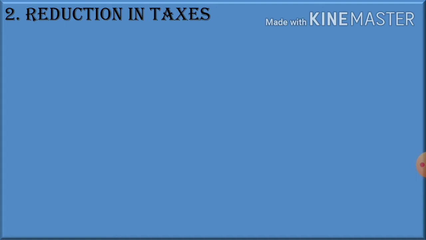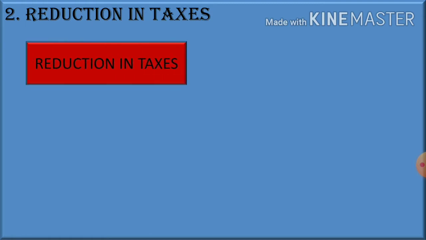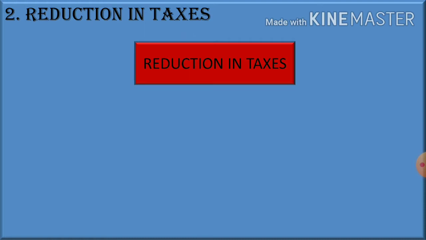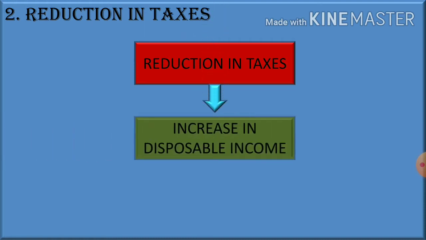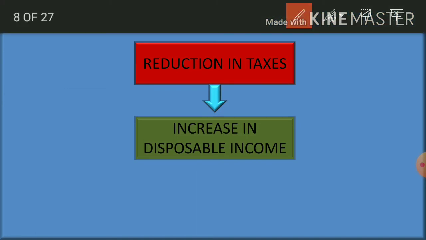Now, the next reason is reduction in taxes. First of all, what is tax? Tax is a compulsory payment which individuals or firms have to pay to the government. When there is a reduction in taxes, what will happen? There will be an increment in disposable income. Disposable income is the income which is left after paying all taxes, fees and fines.